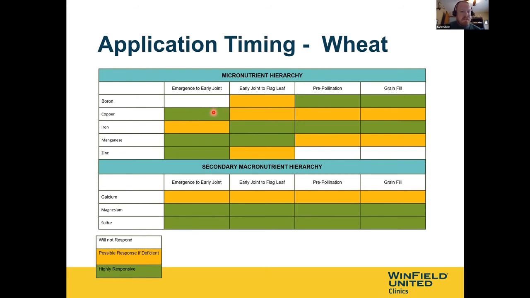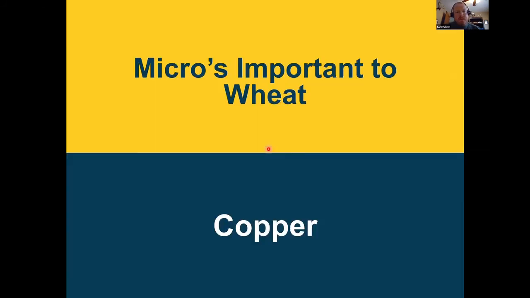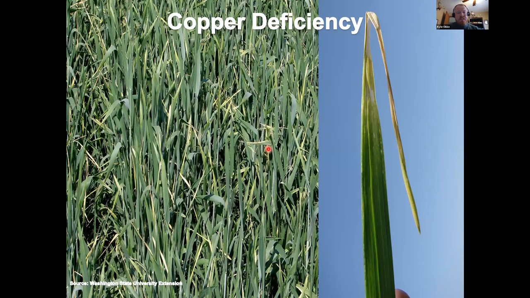So the application time is generally pretty early. And then zinc, I'll explain here in a little bit why zinc is more important early than it is late. And so just looking at micronutrients important to wheat. Copper: if you do see deficiencies, generally it's by the time you get to flag leaf, and you see the flag leaf tip start to pinch off and get necrotic.